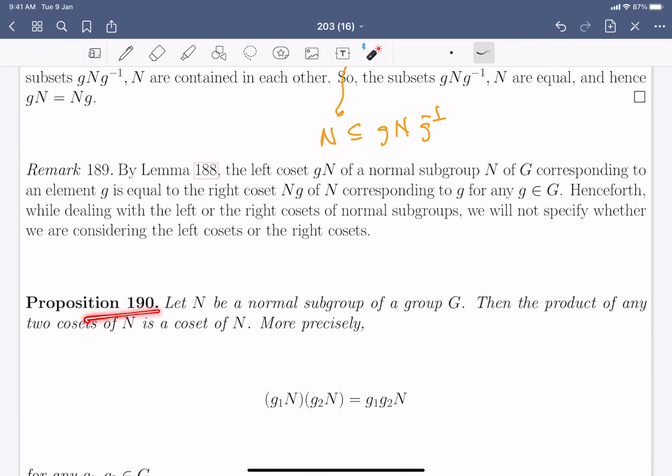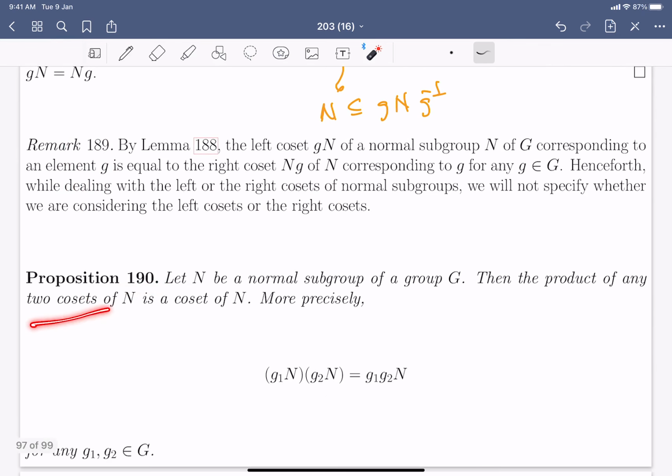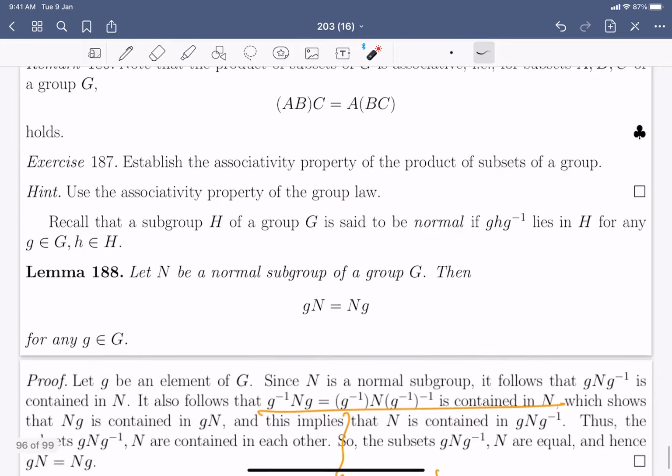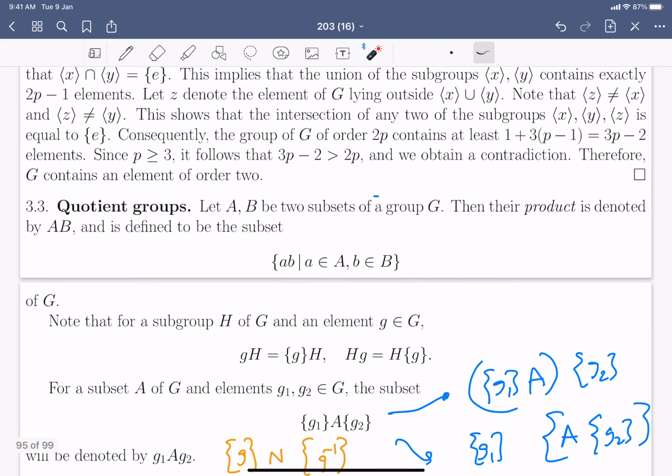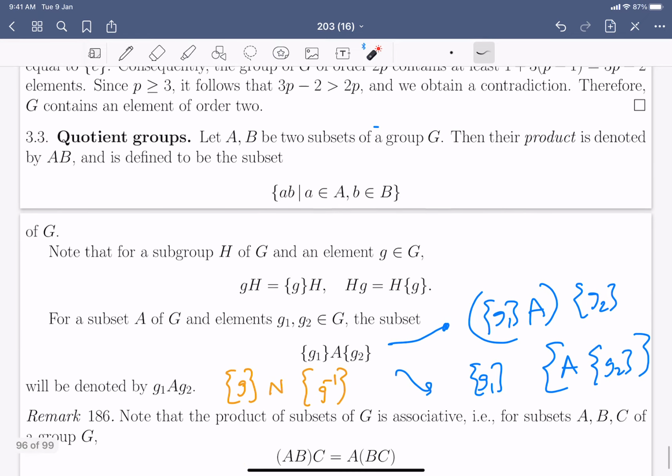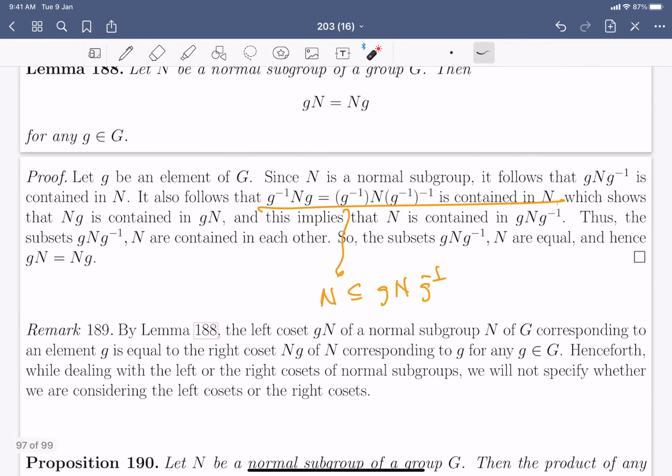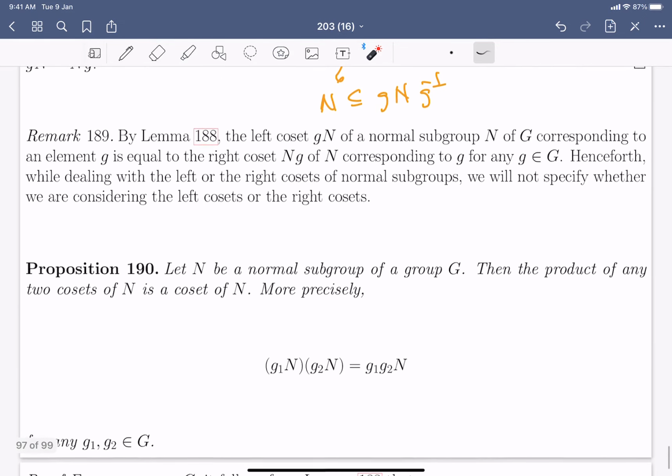Here is an important proposition which says that the product of two cosets of N is a coset of N. What do we mean by the product of cosets? You are referring to the notion of product that you have just introduced a while ago. Just multiply the elements of A with the elements of B and collect all such products. Whatever subset of G that you obtain is called the product of A and B. The product of A and B is denoted by A juxtaposed with B.